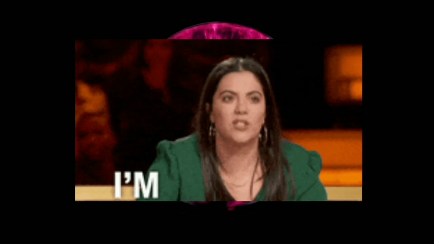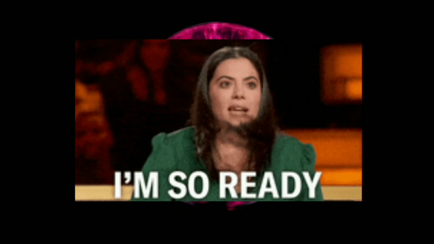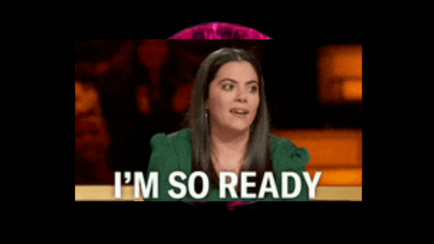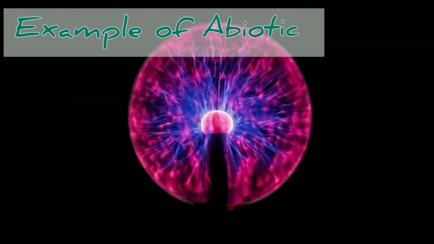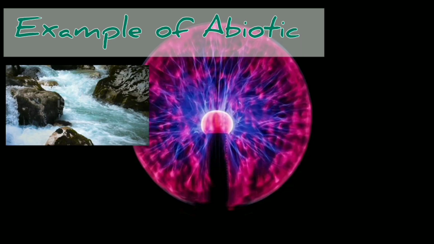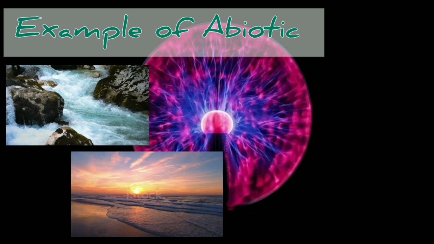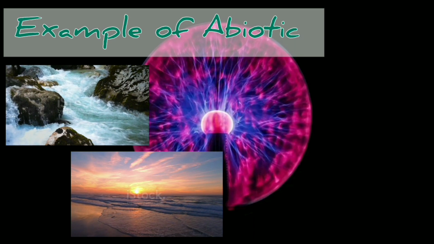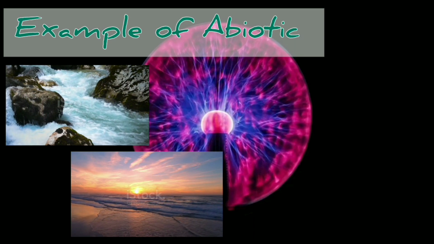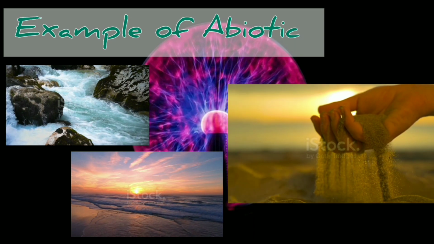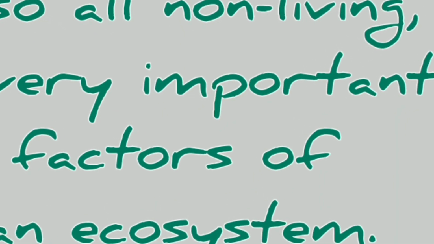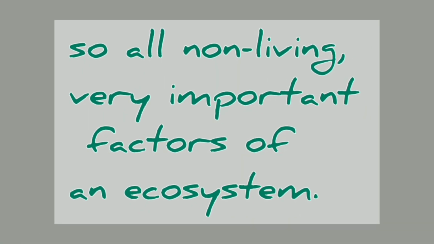Now, let's look at abiotic. Abiotic factors are non-living things, they are very important to the living things' survival in the ecosystem. So we have rocks and water. We have sunlight. We have a thermometer there to represent temperature. And lastly, we have sand. So all non-living, very important factors of an ecosystem.